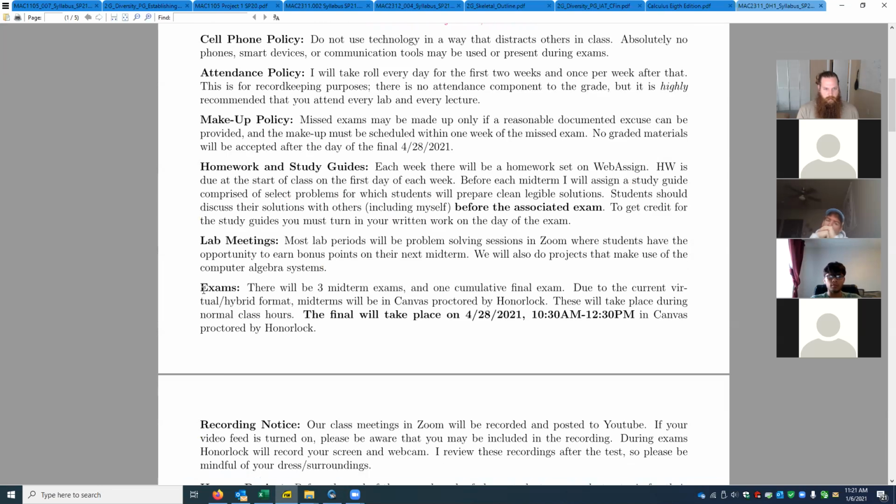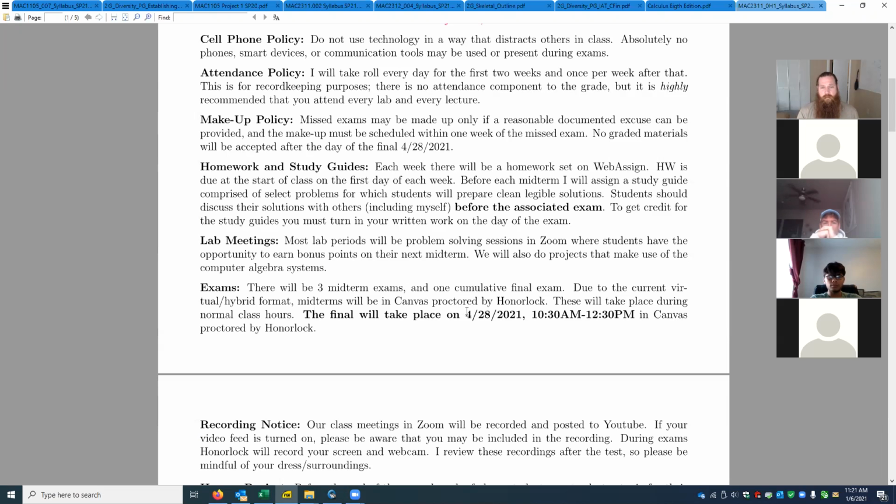The tests: there are going to be 3 midterm exams and 1 final exam. I'll show you on the calendar about where the midterm exams are going to take place, and then the final, of course, is on April 28th at 10:30 a.m. The way I'm running the tests right now is in Canvas. So I type the questions in the markup language LaTeX, compile them, and then upload them to Canvas in the form of a Canvas quiz. It's all very easy to use.